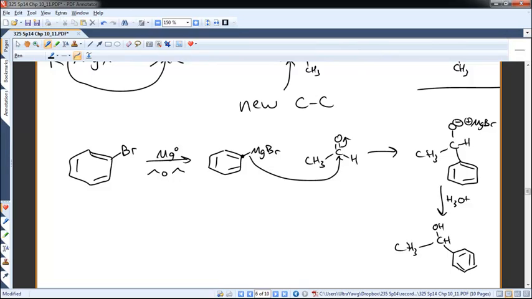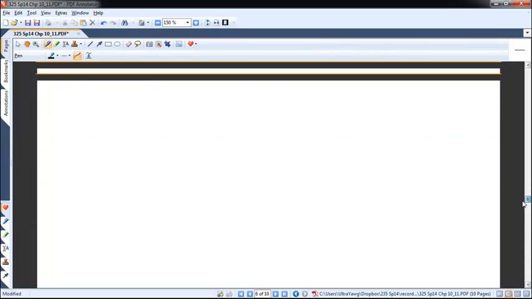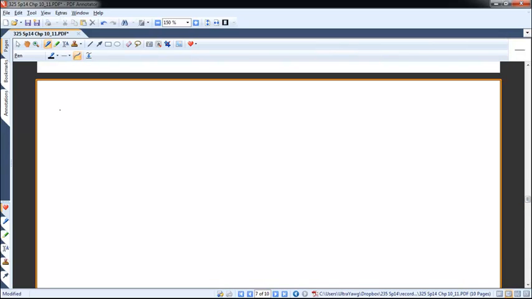And we know what we can do with alcohols. We could oxidize them, right? So I could oxidize this to a ketone and do it again if I wanted to. So think about something like this. I did my favorite cyclohexane, and I want you to make benzoic acid hexane.